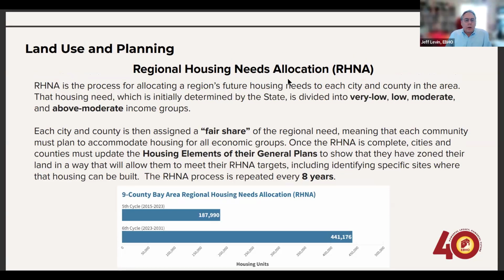In the last round, it was very important because due to some changes in state law, the regional need increased from 188,000 in the last cycle to a little over 440,000 this time. So every city saw its need figure jump, pretty much double, which required a lot of work to identify enough sites.